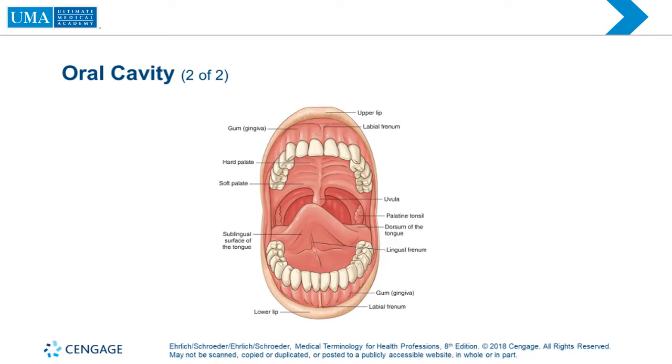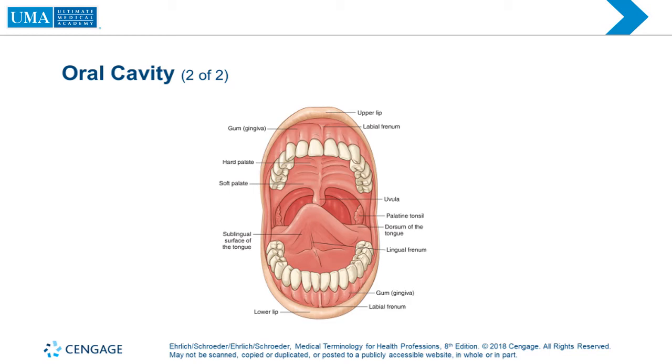Here we have the structures of the oral cavity, and the major structures here are also known as the mouth, and this would consist of the lips, our hard palate, as well as our soft palate, salivary glands, tongue, teeth, as well as our periodontium.